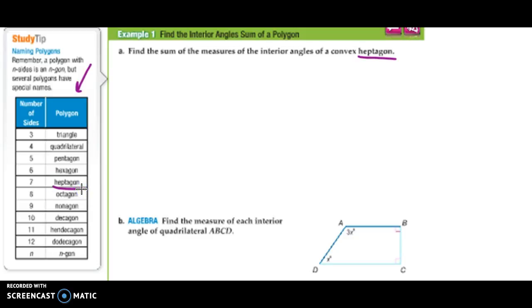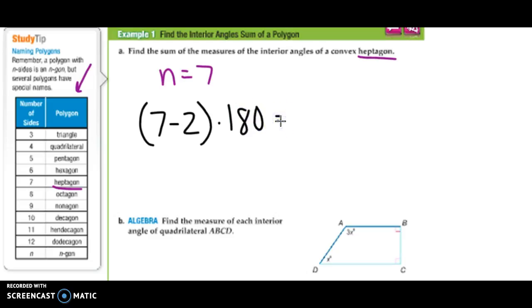A heptagon is seven sides. So my number of sides is 7. So I go back to theorem 6.1, the interior angle theorem, and I say, okay, so 7 minus 2 times 180. Well, 7 minus 2, easy, is 5 times 180. So I multiply 5 times 180, and that's 900 degrees. So just like a triangle has 180 degrees in all of its angles, a heptagon has 900.